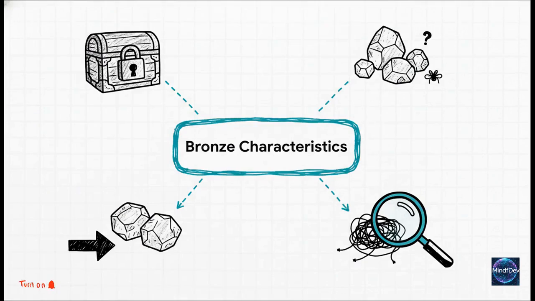And this is absolutely crucial. Think of bronze as your ultimate safety net, because that data is kept in its raw, unchangeable state, kind of like a locked treasure chest. You can always go back to it if you need to fix a pipeline or just reprocess everything from scratch. It's your guarantee that no data is ever lost, even if it's way too messy for any direct analysis.